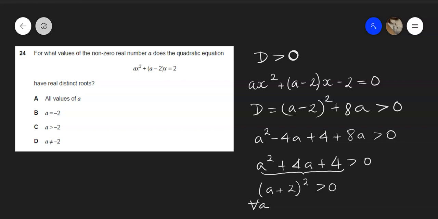turns the whole expression into 0. So a must not be equal to negative 2. This corresponds to option D. That was pretty straightforward, wasn't it?